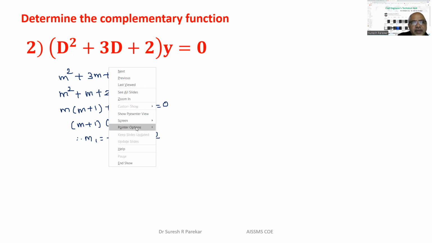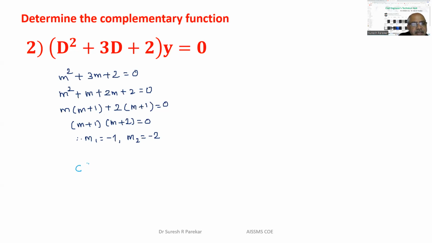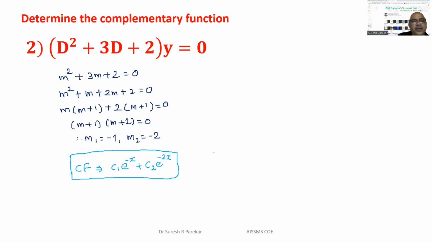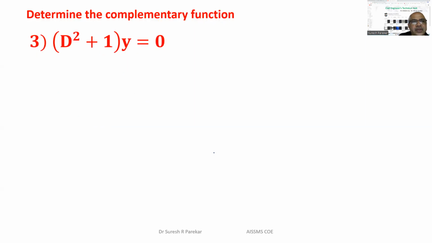And knowing these two factors, we can write the complementary function. So we have the complementary function for this, C1 e raised to minus x plus C2 e raised to minus 2x. So we are done with this complementary function for the given problem, that is (D square plus 3D plus 2)y equal to 0. Now we will switch over to the third. So we have this as the auxiliary equation.